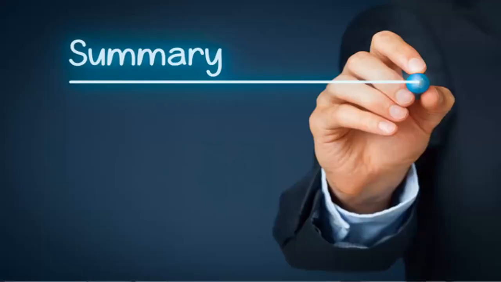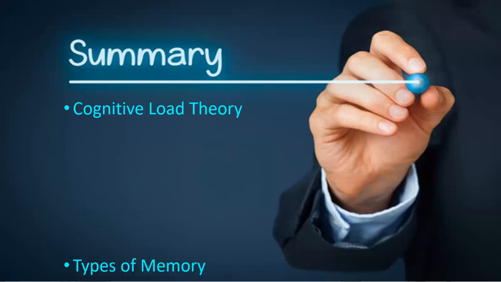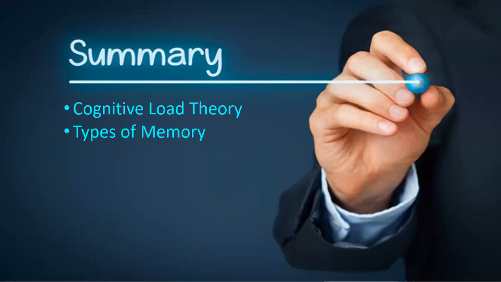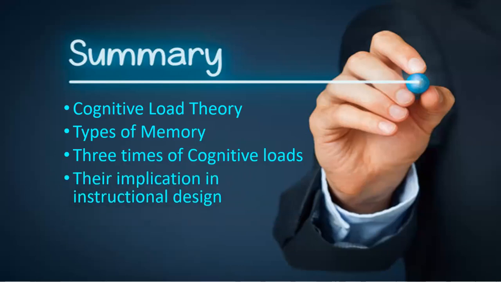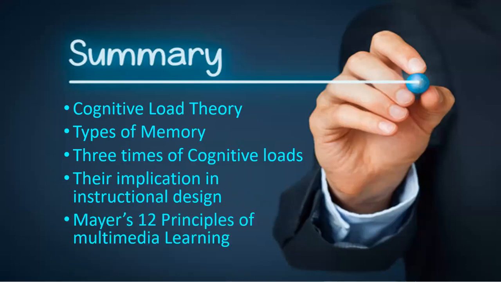Let's summarize. So we have discussed cognitive load theory, where we have elaborated on it. We talked about types of memory, sensory, working, and long-term memory. We discussed 3 types of cognitive loads, their implications about how the cognitive loads can be, one can be reduced, one can be maximized, and other can be simplified. We have discussed Mayer's 12 principles of multimedia learning. We have given a brief overview of it.